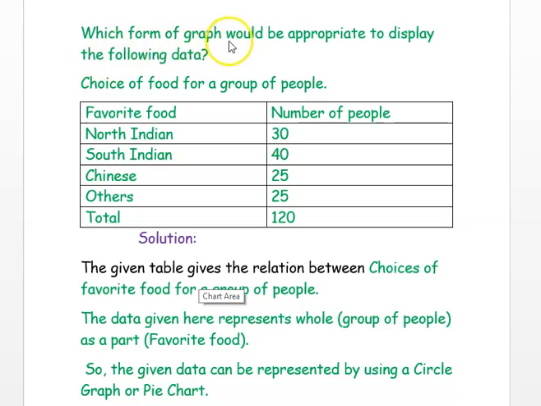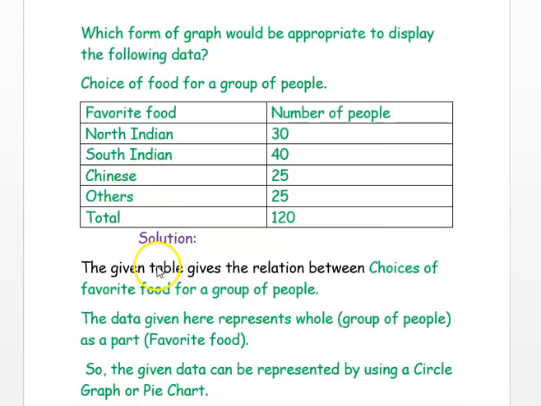Next question is, which form of graph would be appropriate to display the following data? Choice of food for a group of people. So favorite food, number of people. The favorite food North Indian is liked by 30 people. South Indian food is liked by 40 people. Chinese food is liked by 25 people. And other foods are liked by 25 people. So the total number of people is 120, and there are 4 varieties of food: 3 varieties and 1 is others.